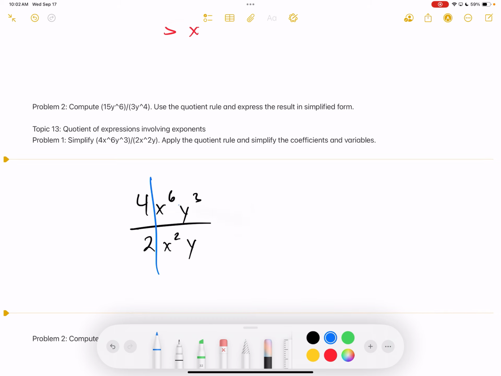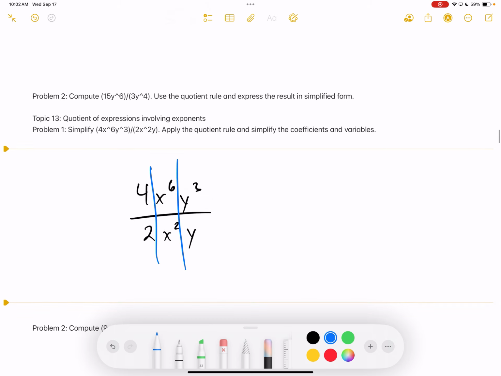Okay. On this one, I draw these lines just to help separate them out. You always do the numbers with the numbers, the x's with the x's, the y's with the y's. You don't have to do that, but 4 divided by 2 is 2. 6 x's on top, 2 on the bottom, so I got 4 extra on top. 3 y's on top, 1 on the bottom, so I got 2 extra on top. If you need to write it out, write it out. Write 6 x's and 3 y's on top.